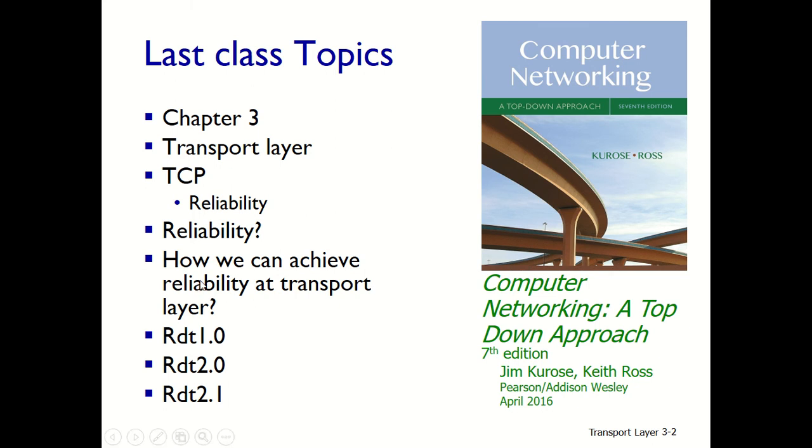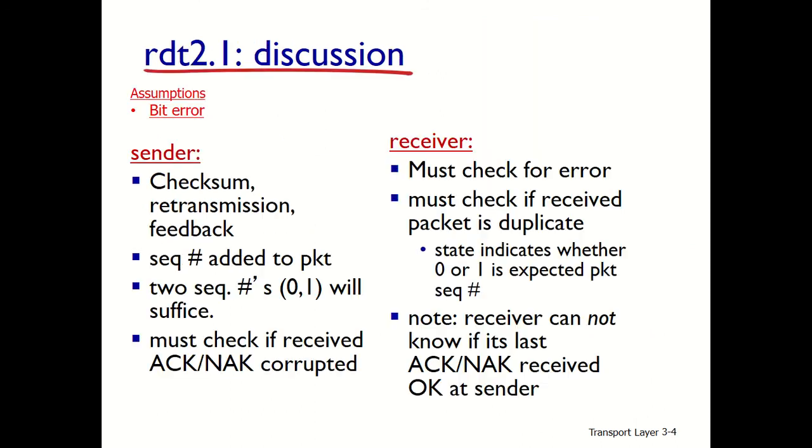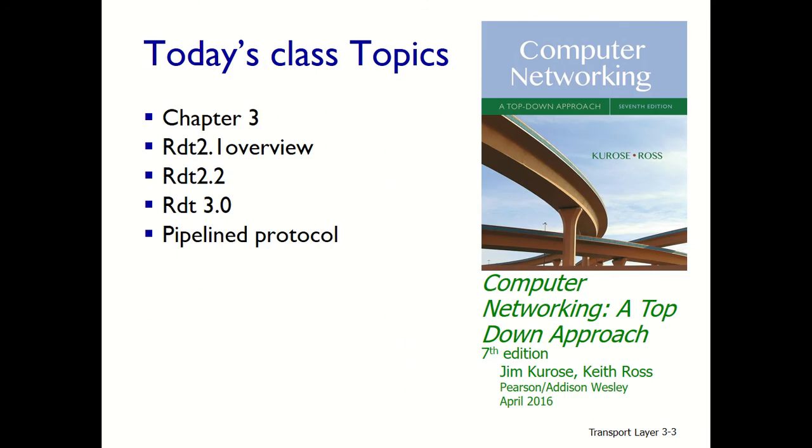Okay, now we are going to continue chapter number 3, transport layer, from Computer Networking: A Top-Down Approach, 7th edition. We will give you an overview of RDT 2.1, and then we will discuss the RDT 2.2 protocol, RDT 3.0, and the pipeline protocol. Okay, so this is all about today's class topics.